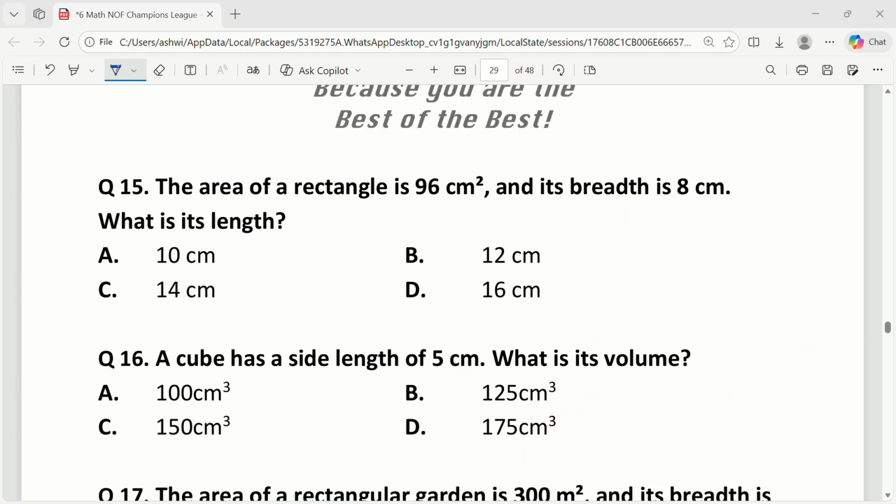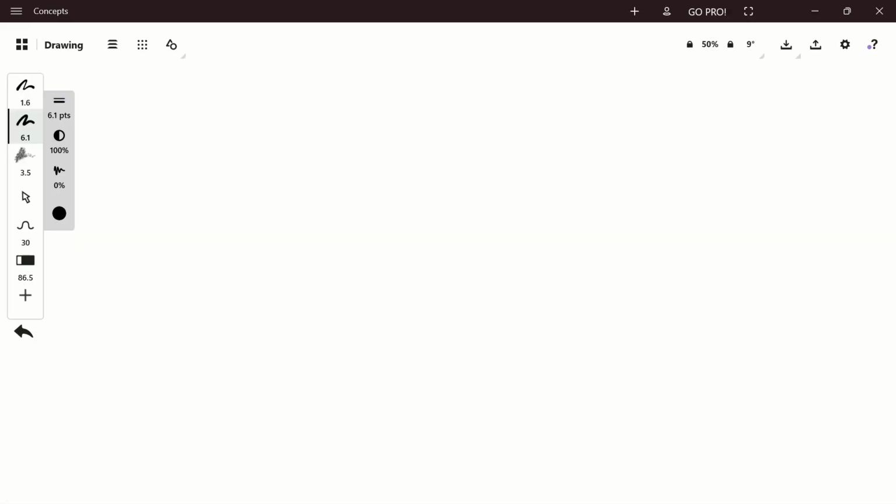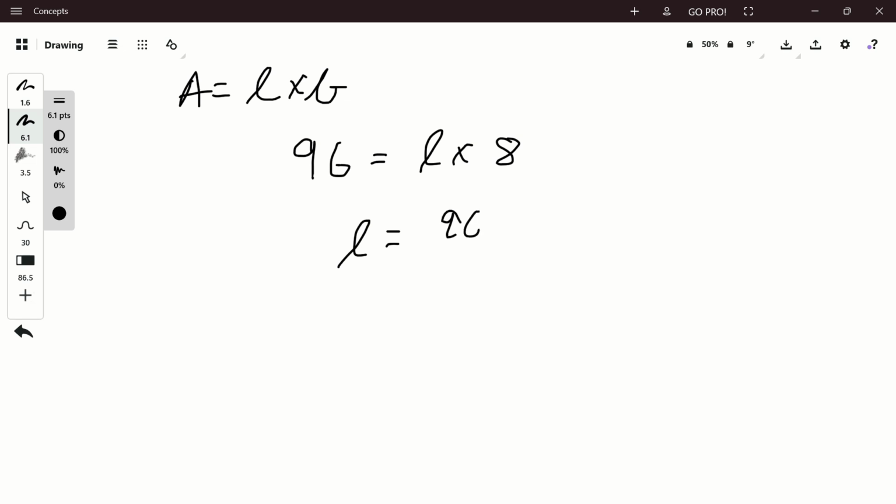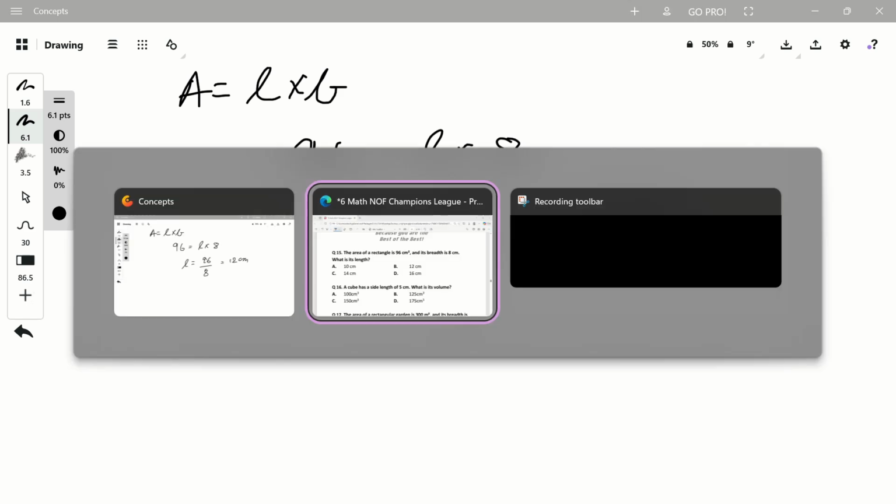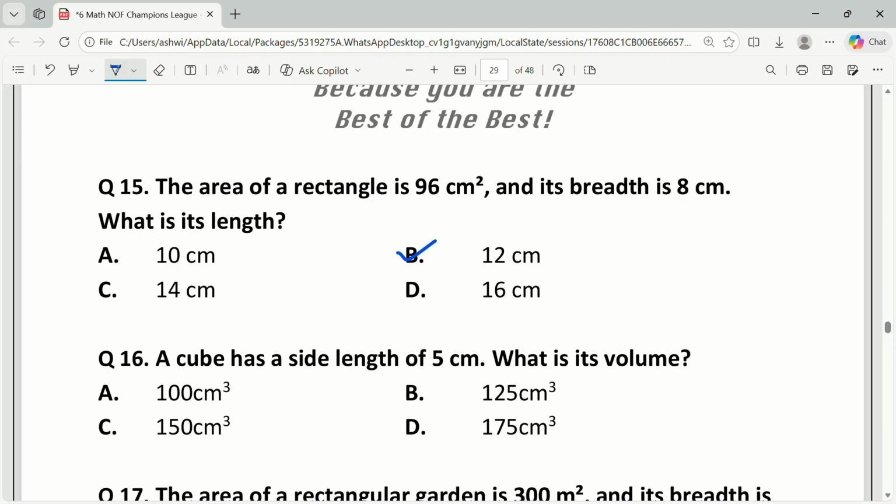The area of a rectangle is 96 centimeter square and its breadth is 8 centimeter. What is its length? The area of a rectangle is given by the formula A is equal to L into B, where A is the area, L is the length, and B is the breadth. We are given that A is 96 centimeter square and B is 8 centimeter. That is 96 is equal to L into 8. Solving for L, we have L is equal to 96 upon 8, which is equal to 12 centimeters. Comparing with the options, the answer is B, 12 centimeters.